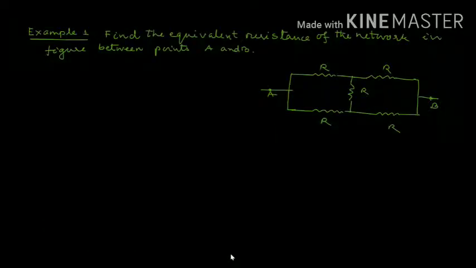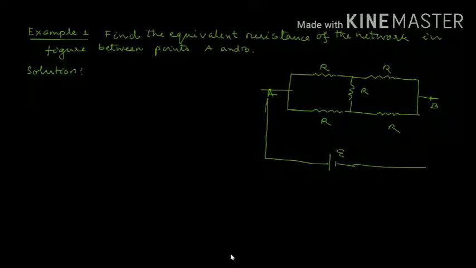Next, we work out some numericals. Example 1. Find the equivalent resistance of the network in the figure between points A and B. Solution. Suppose an ideal battery of EMF E is connected across the points A and B. We connect a battery of EMF E between A and B.